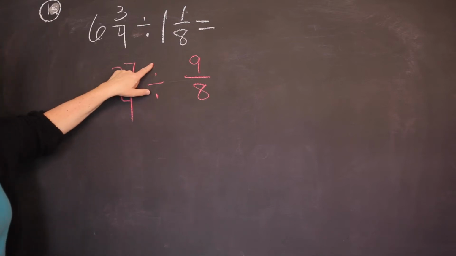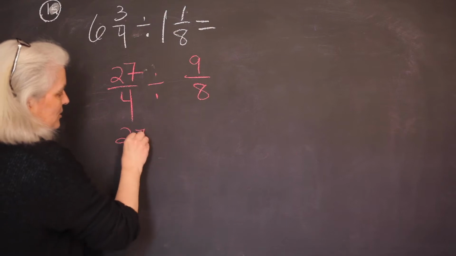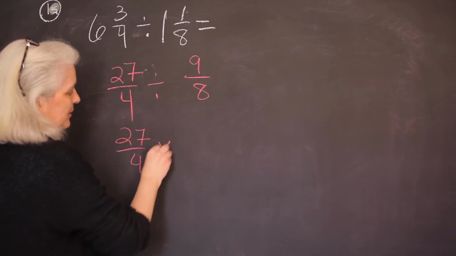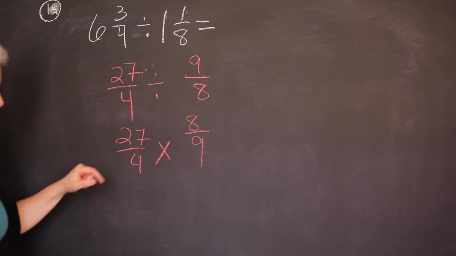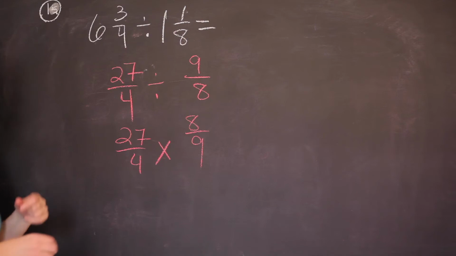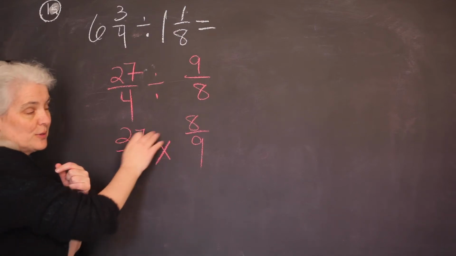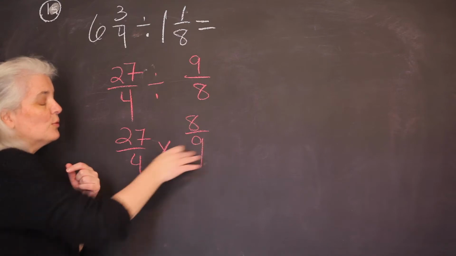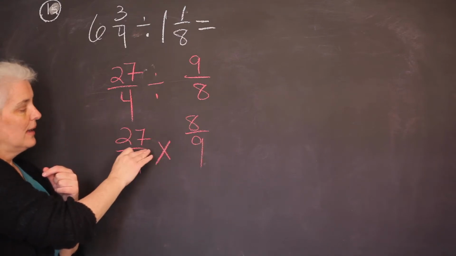But this is division. In order to make this easier to do, we've changed it to multiplication, and we do that by multiplying by the reciprocal. So now I have 27/4 times 8/9. And then I can look at this and I can say, well, you know what? I could multiply 27 times 8, and I can multiply 9 times 4, and then I'd have a real mess over the other side of the equal sign, which I'd have to simplify.